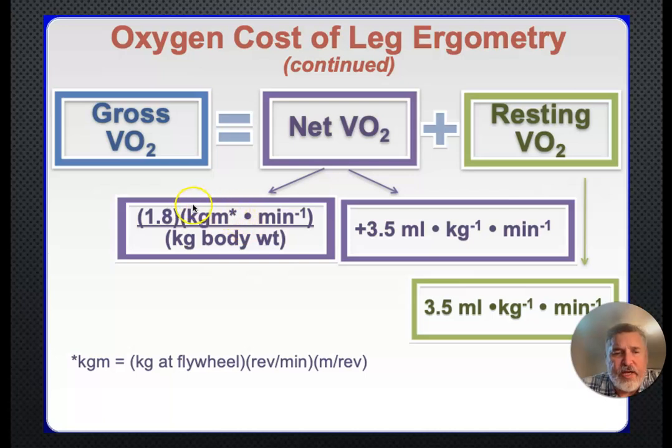Now, this kilogram meters equals the kilograms of resistance on that flywheel times the revolutions per minute times the distance in meters per revolution, which is 6 meters. Typically, the kilogram meters is given, or you might be given watts. Watts is another measure of power. So if you're going to use watts instead of 1.8, it's going to be 10.8. And I'll show you an example of that.